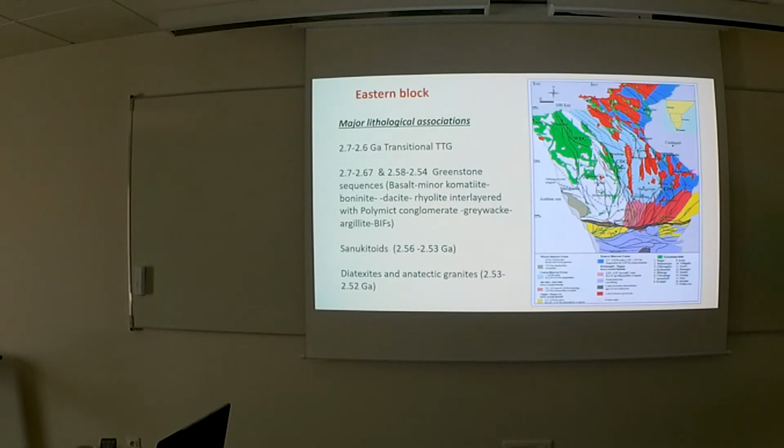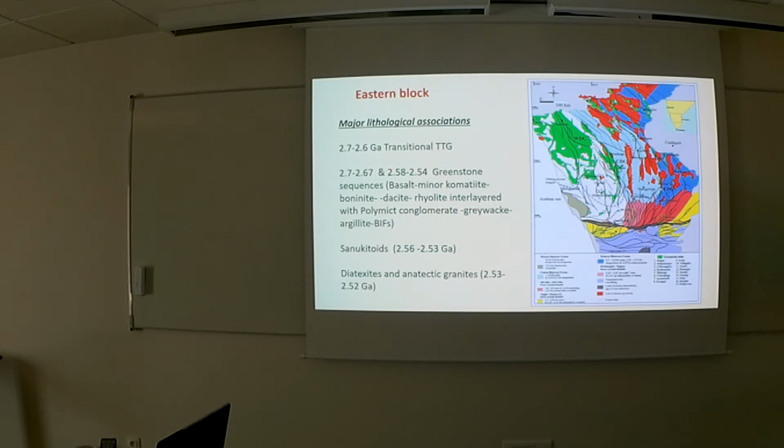Lancaster has dated zircon from one of these, and she got only ages of 2560 to 2000. Those zircons come from the plutons. Here we mostly have transitional TTGs, and the two greenstone belts show a bimodal age distribution: 2700 to 2670, which are mostly the mafic rocks, and 2580 to 2540, which are the felsic volcanics. These are contemporaneous with the transitional TTGs and with the sanukitoid magmas.